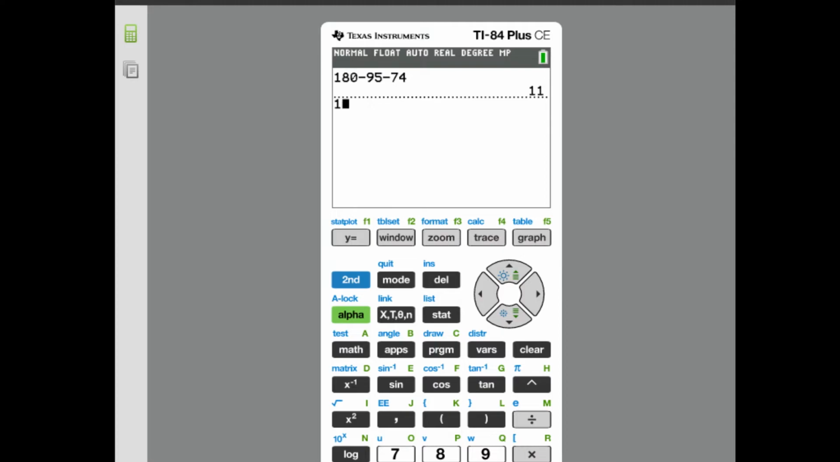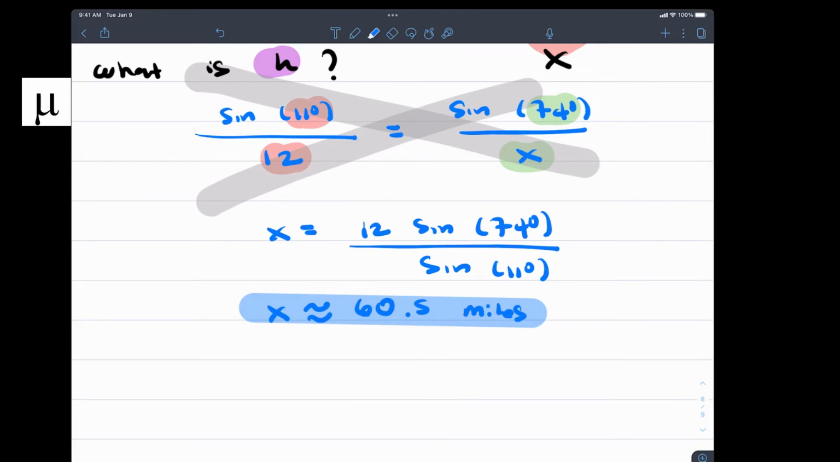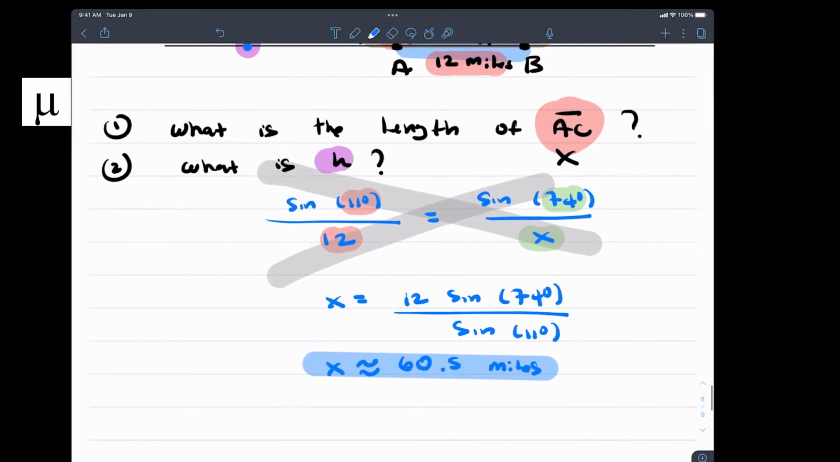There you go. 12 times sine 74 divided by sine of 11. So this will be 60 point 5 miles, because this was in miles, that length, right? So you found that first answer. That's 60.5 miles. Easy breezy lemon squeezy. Maybe not at first.